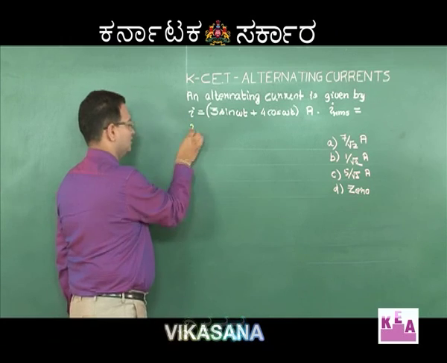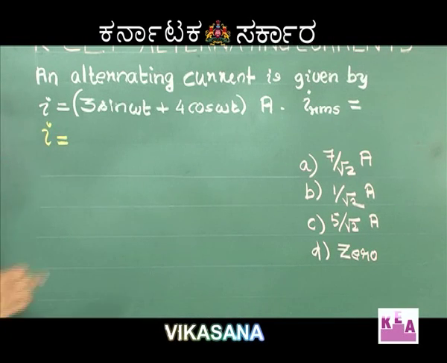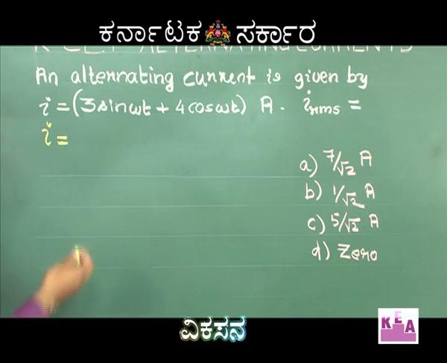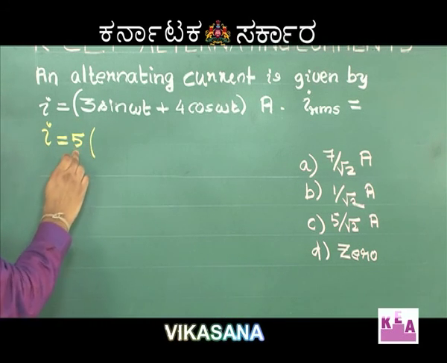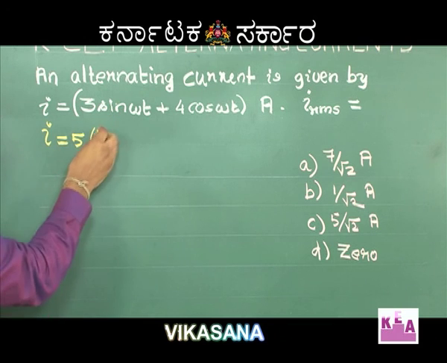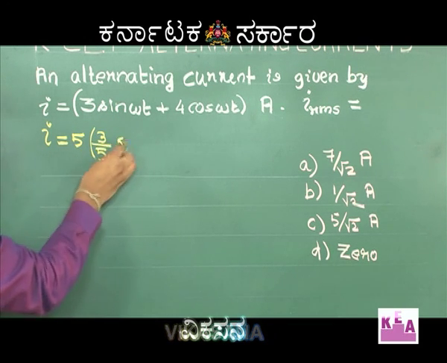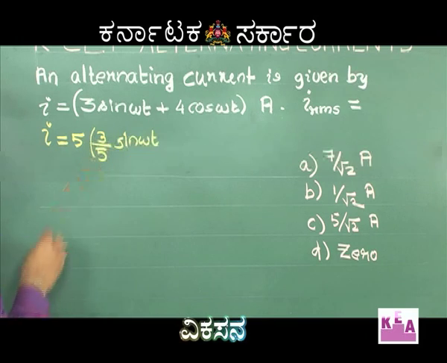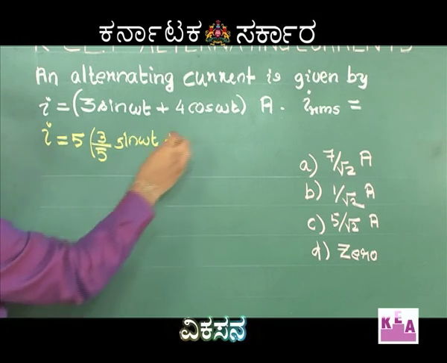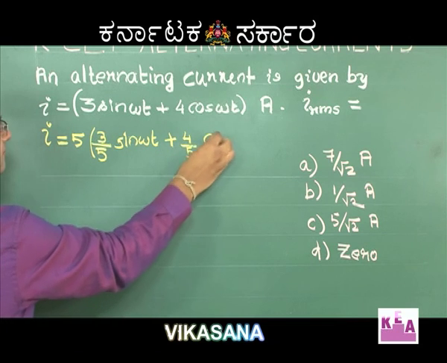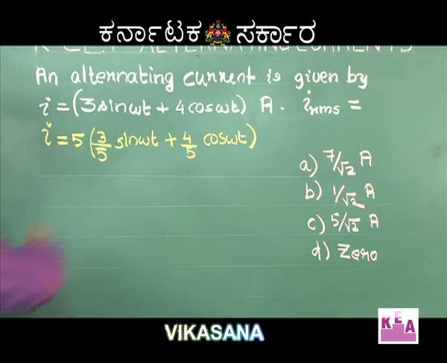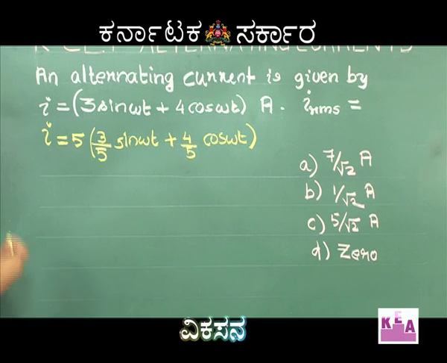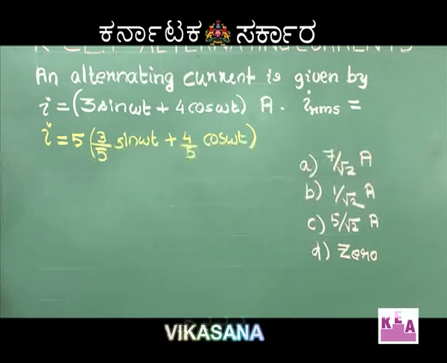Okay, children. So first we will multiply the equation, both numerator and denominator, by 5. So we will multiply and divide by 5. So 5 into this, the denominator 5, we will take it into the equation. So this becomes 3 divided by 5 sin omega t plus 4 divided by 5 cos omega t. Yes, children. So after we multiply and divide by 5, this is how it looks. Now, what is the benefit of writing it like this?